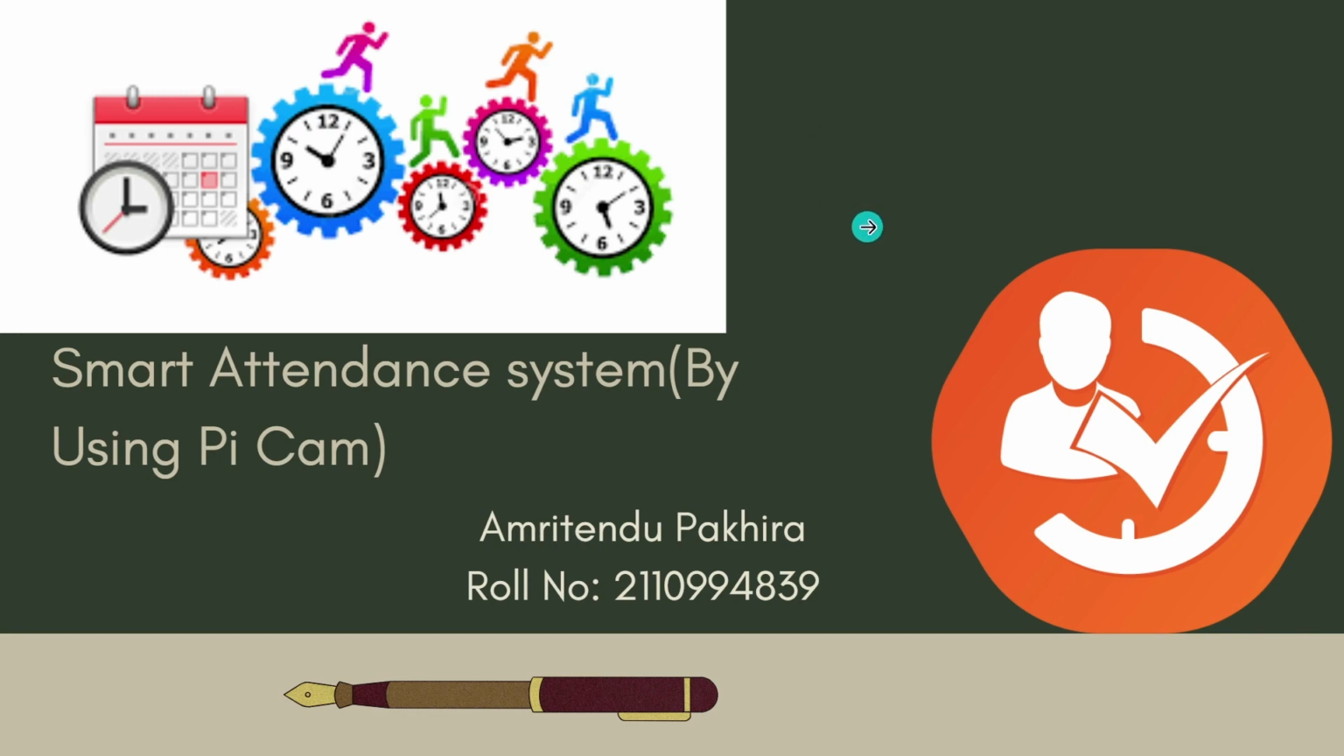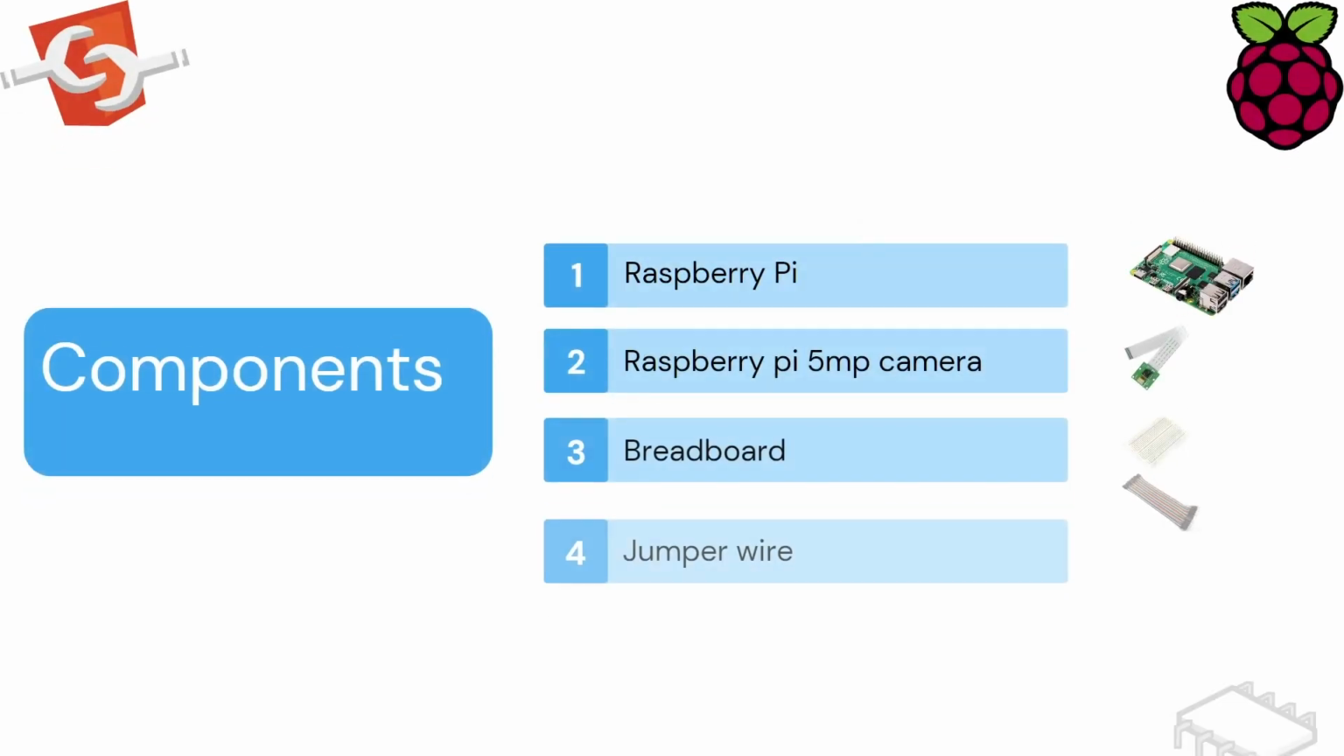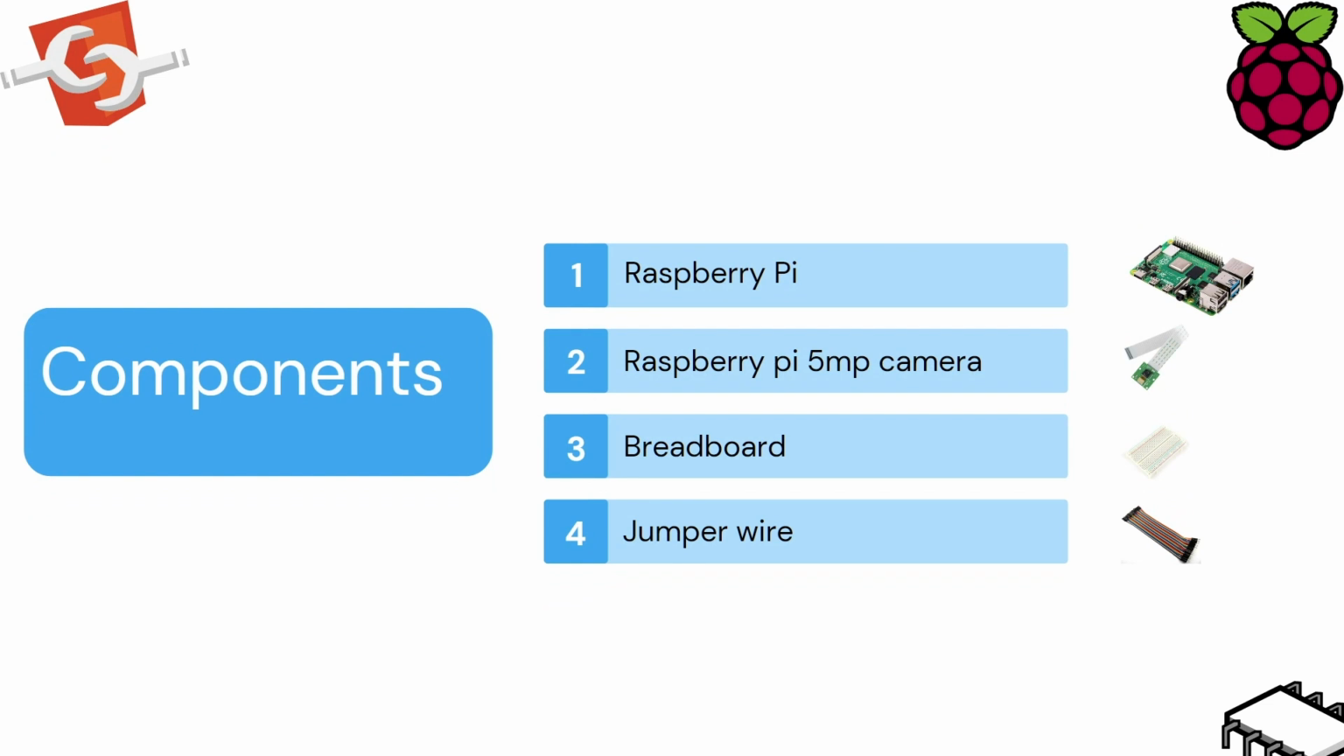Then we come to the next slide, which shows the components we used to make this project. Mainly the Raspberry Pi, and next the Raspberry Pi 5 megapixel camera, which is good for capturing images. We also use a breadboard and jumper wires for our project.